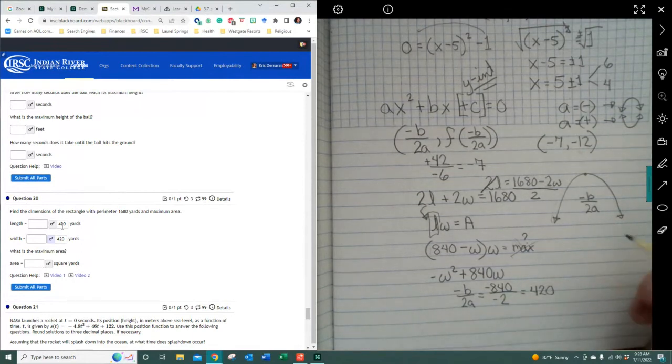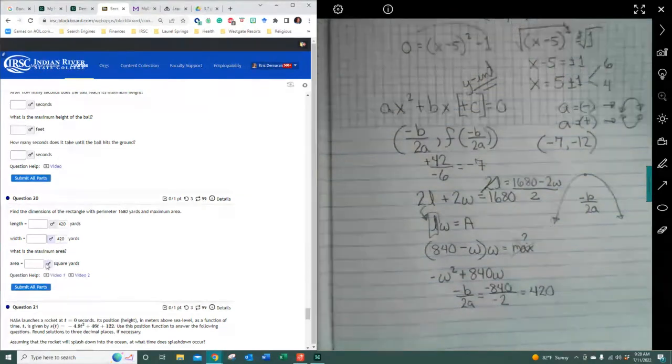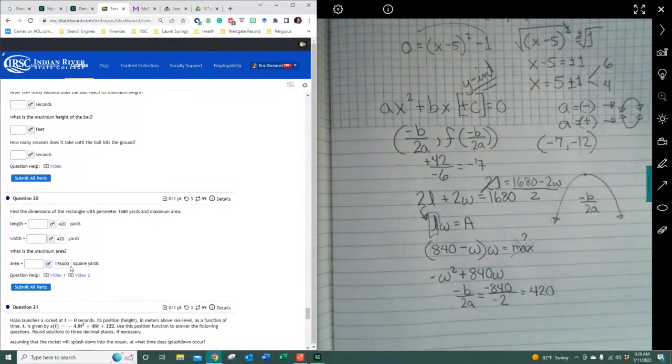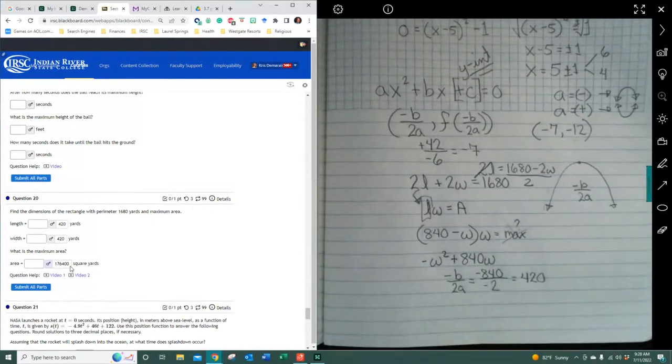Because we want to maximize it, that is the value of the W. We understand that because it's a square, in order to be maximized, we're just going to put it as 420, 420. So what is the maximum area? You just take 420 times 420, and that gives you the answer of 176,400. To me, that is the easiest way you can approach this. So I just helped you with that one. That one was a big one.